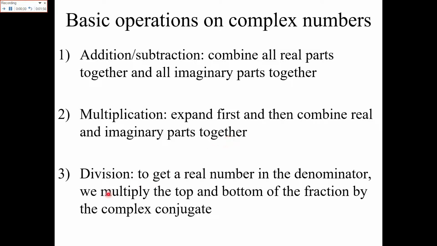The division of complex numbers, or the quotient rule. In the division, we try to get a real number in the denominator. We simply multiply the top and the bottom of the fraction by the complex number's conjugate. Here the conjugate of a complex number is that number with the negative imaginary part.